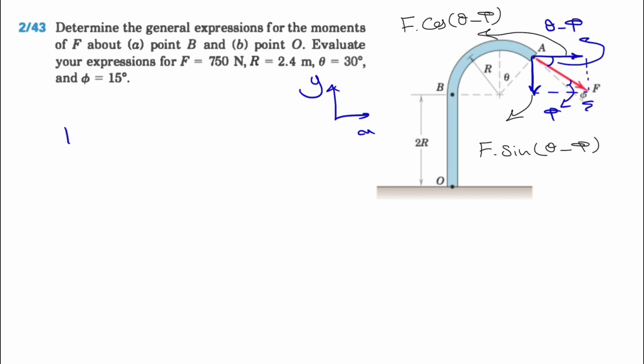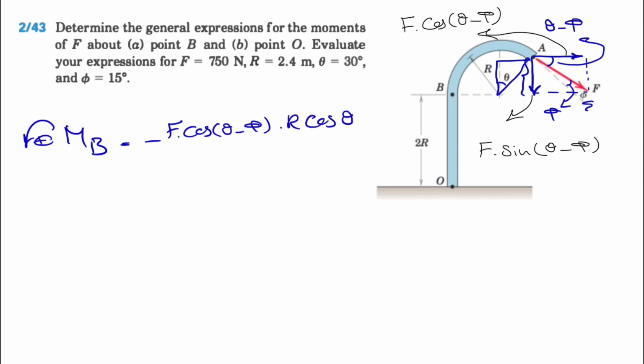So let's start with the moment about point B, and we're going to call counterclockwise moment positive, and let's go with the x component first. So as we can see, the moment about point B is in this direction, which is a clockwise direction, so we have a negative sign in here, so negative F times cosine of theta minus phi. And now we have to find the r, which is basically what we have from here to here. And if we look at this right triangle that we have in here, since we know this angle theta and the hypotenuse is radius, so we'll simply have r times cosine of theta.